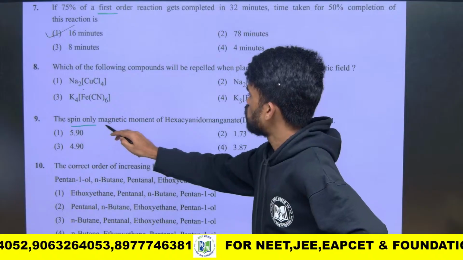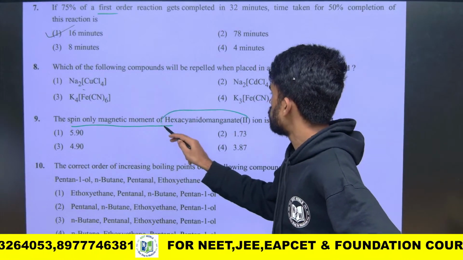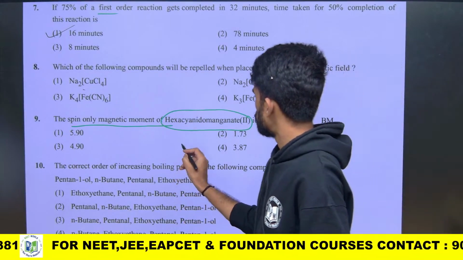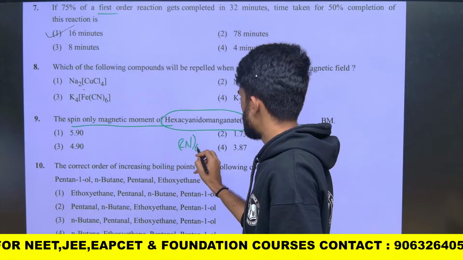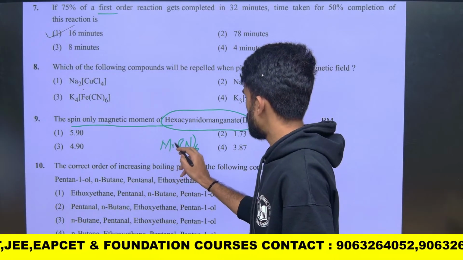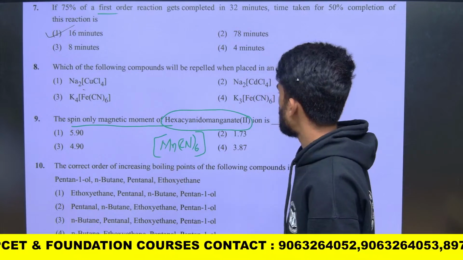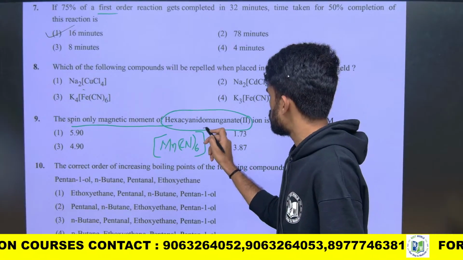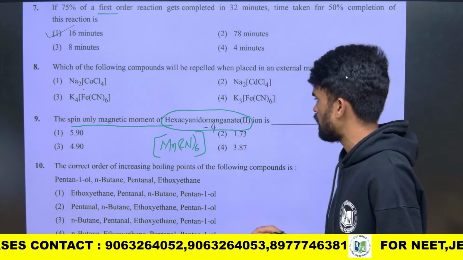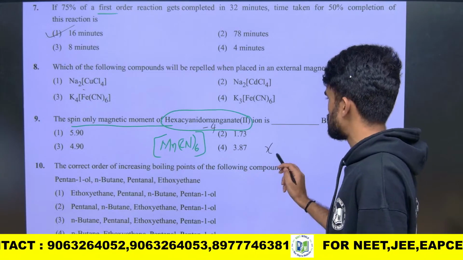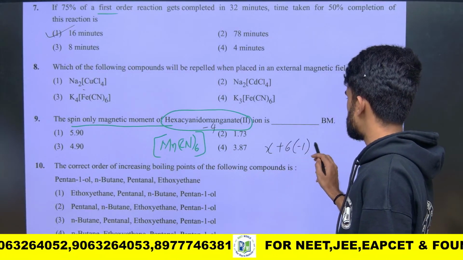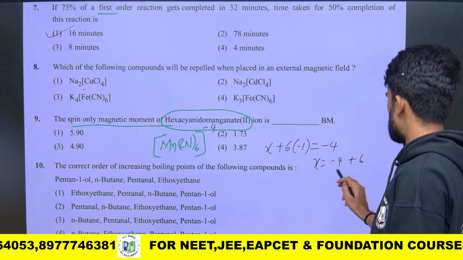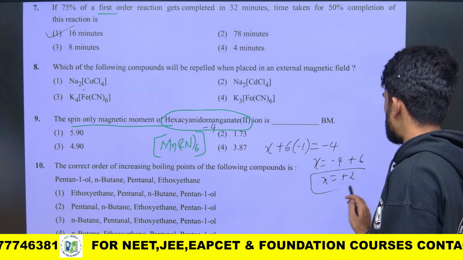Now look here, the spin only magnetic moment value for the hexacyanomanganate(II) ion. Hexacyano means there are 6 cyanides. They are saying manganese oxidation state is 2, so the charge on it should be minus 4. For manganese, let us say X, with 6 ligands each having minus 1 charge, overall equals minus 4. So X will be minus 4 plus 6, which is plus 2. This is how you can find the oxidation state.